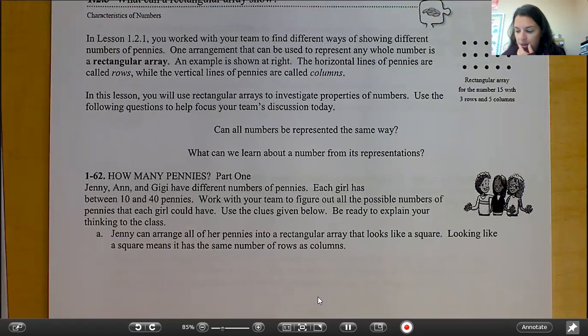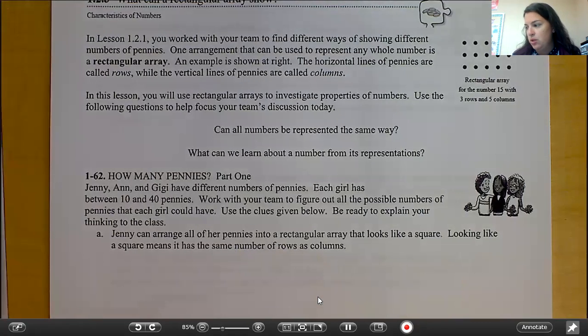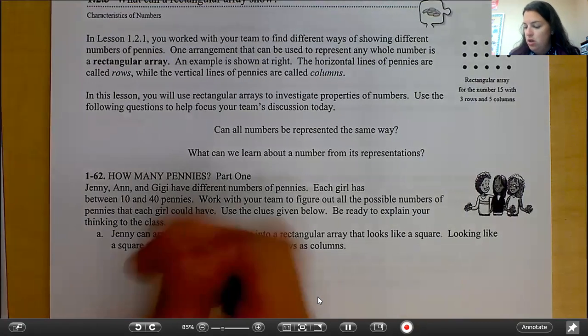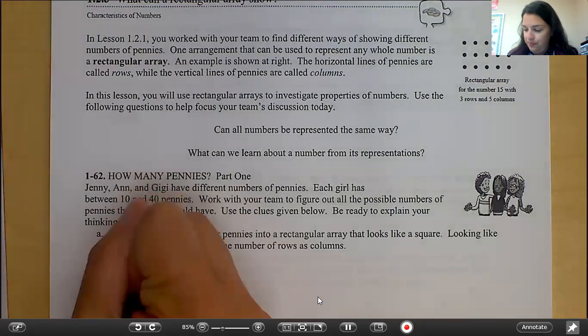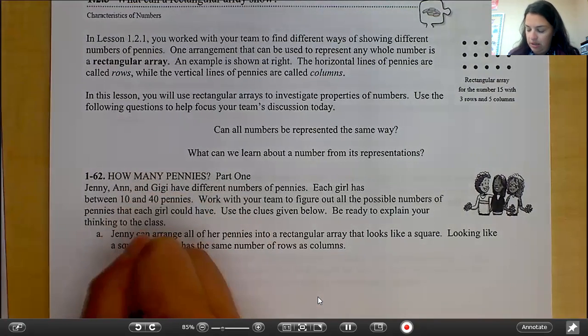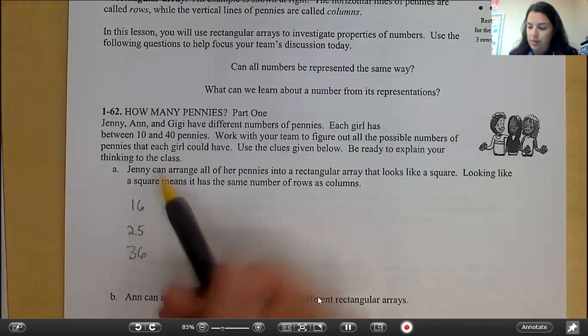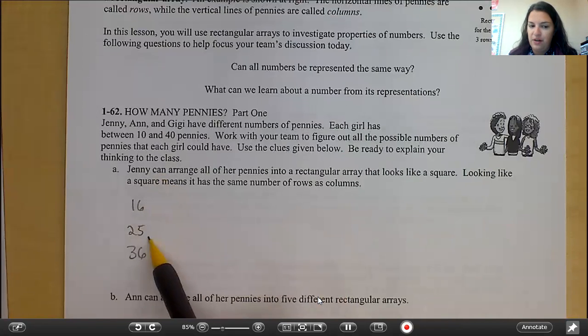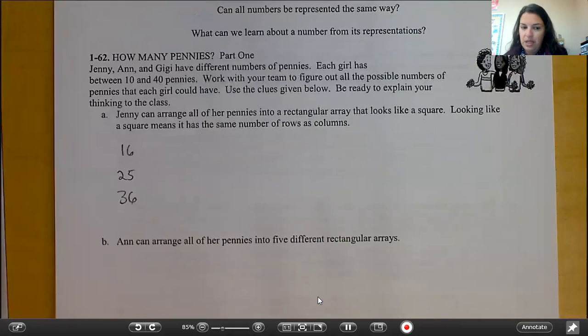So any number between 10 and 40. Try to figure out how many pennies Jenny could have. Okay, so a perfect square means that we have the same numbers of rows and columns. So Jenny could have 16, 25, or 36. This would be a 4 by 4. This would be a 5 by 5. This would be a 6 by 6.